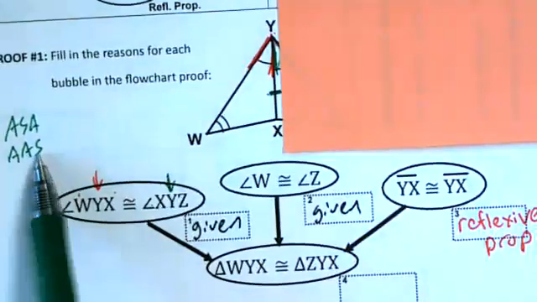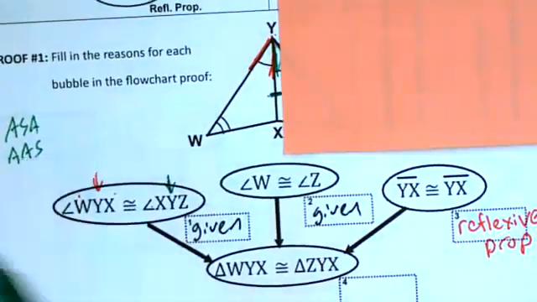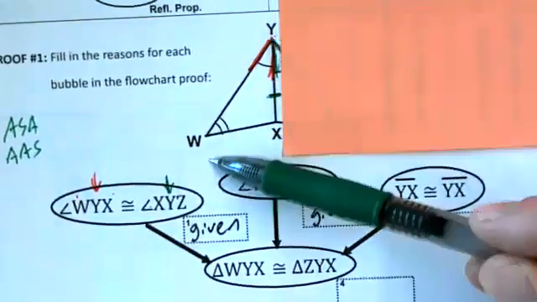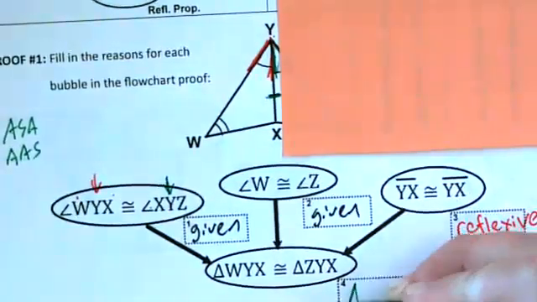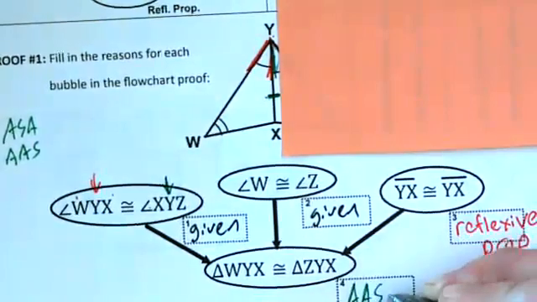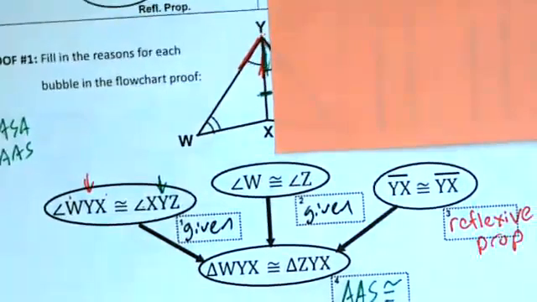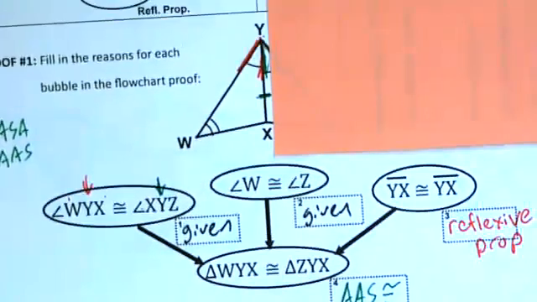Because the side is only touching one of the two marked angles. Is that what's going on in the picture? The side is only touching one of those two marked angles. I agree. This is angle, angle, side. And don't forget, it's angle, angle, side congruence. That's got to go after it. If you just write AAS on a test, I would have to take off like a half a point.